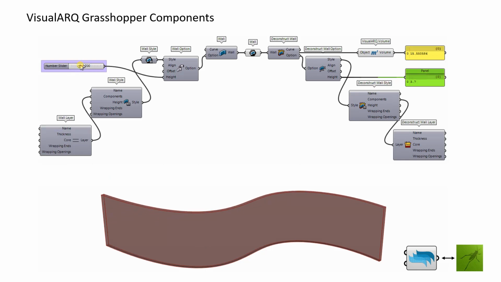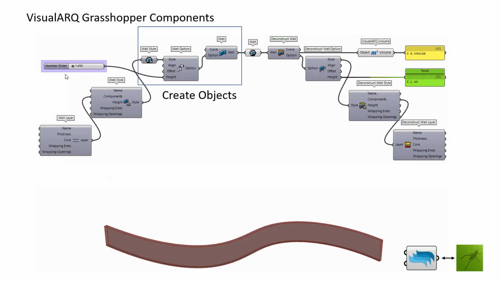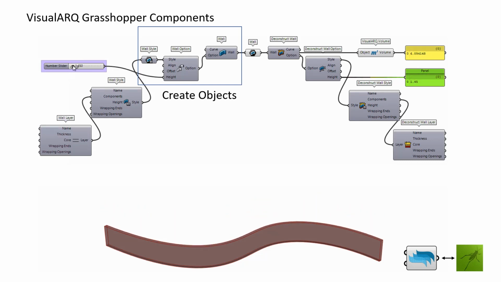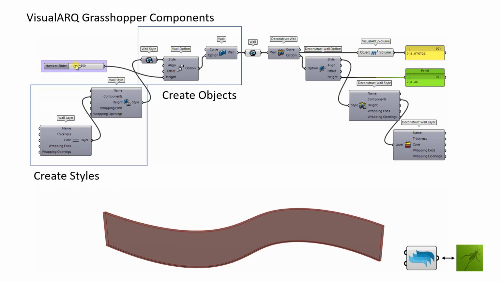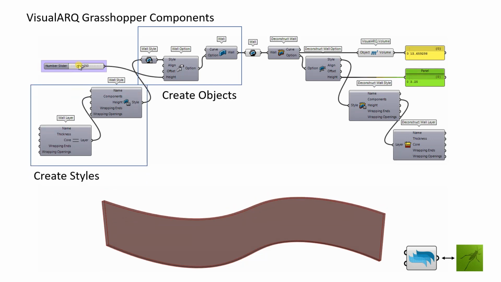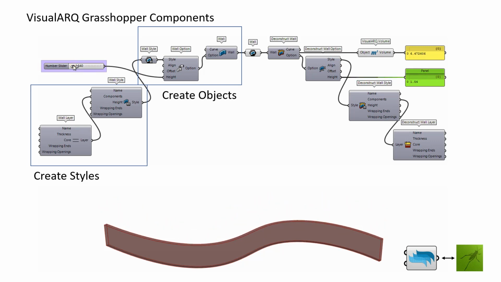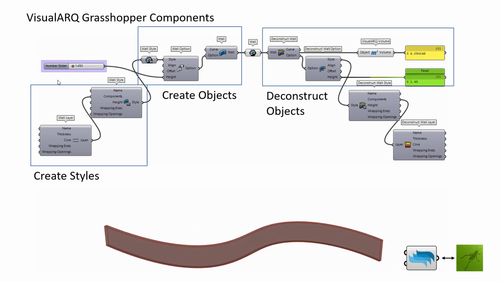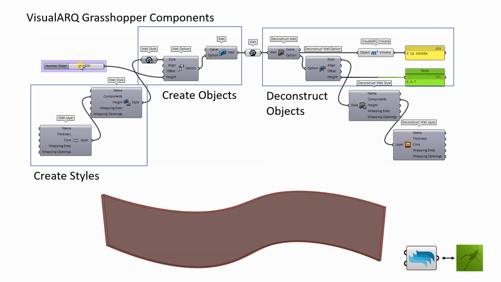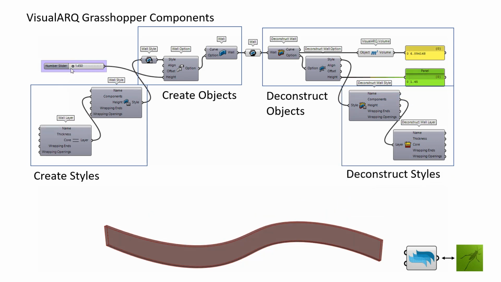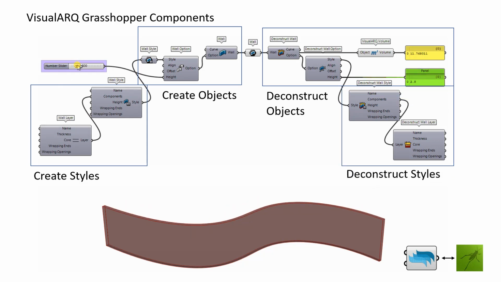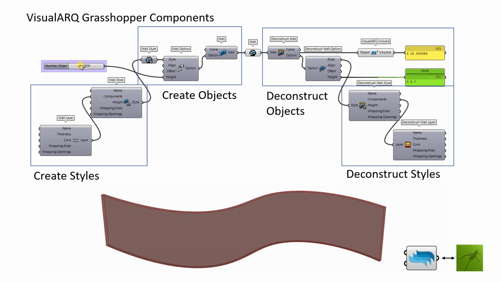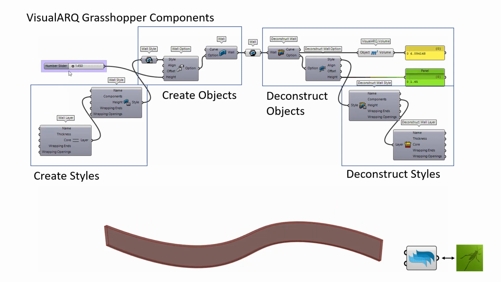So basically, there are components to create VisualARQ objects, like in this example, where a wall requires a path curve, and you can define more options like the wall height or the style. Then there are components to create new styles. So for a new wall style, we can determine the number of layers or the thickness of each one. Then there are components to deconstruct objects, so you can obtain the wall path curve, alignment, or height. And components to deconstruct the style, so you can access the information of object styles. Since all these components live in the Grasshopper environment, they can interact with other Grasshopper add-ons that are used for multiple purposes.